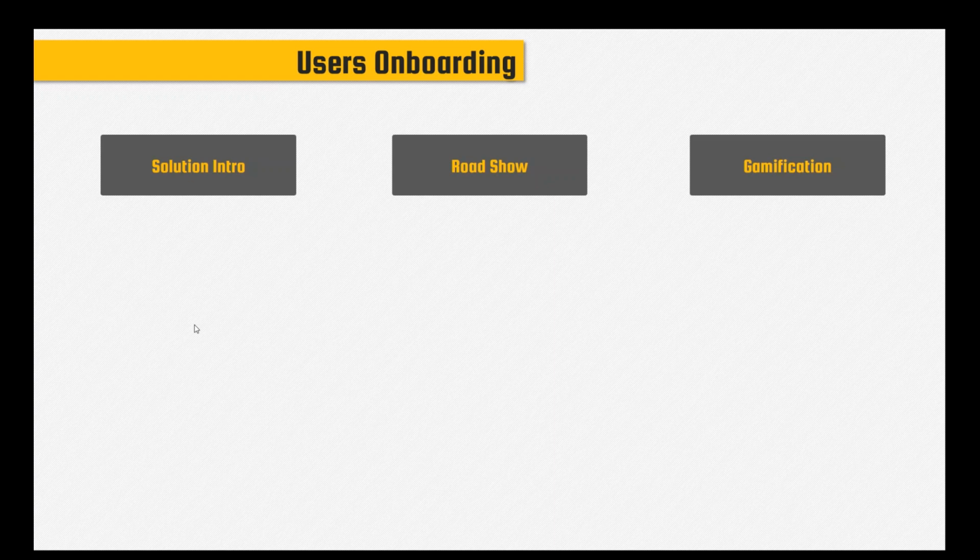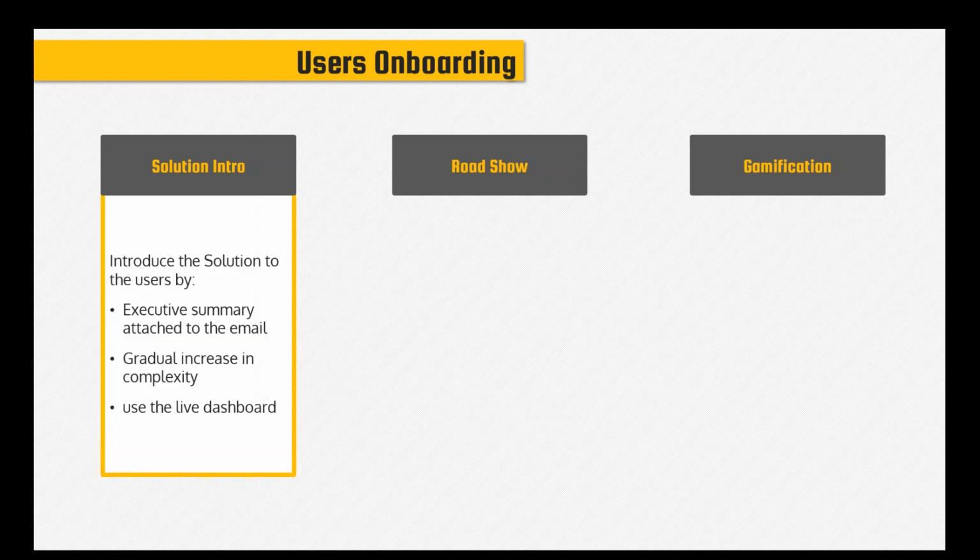The first one would be to introduce it in various ways. The easiest way, and we hear from customers that it is very effective, is just to include an executive summary with your first email. This executive summary should include the highlights of the dashboards that you just shared with your end users. It can be the highlights of KPIs or the most surprising results that you've got.